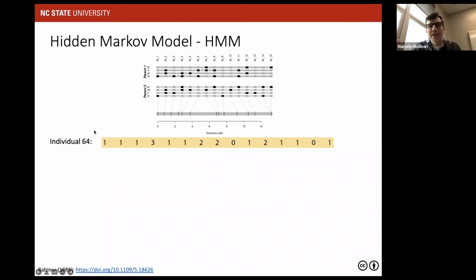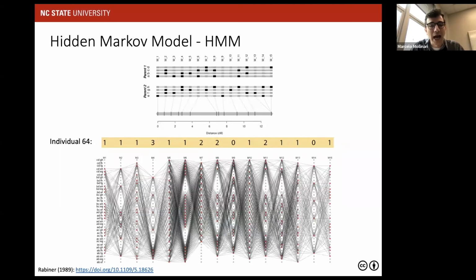And for a given individual in a population, in a biparental cross, okay, so this is a trio. I have two parents and one offspring. For a specific individual, I observe one dose, one dose, one dose, three doses, one dose, and so on. There's a way, which I don't have time to explain here, to map these dosages given a specific phasing configuration in the parents.